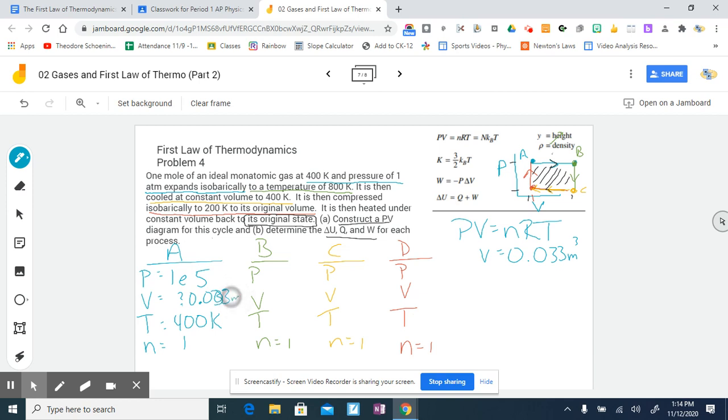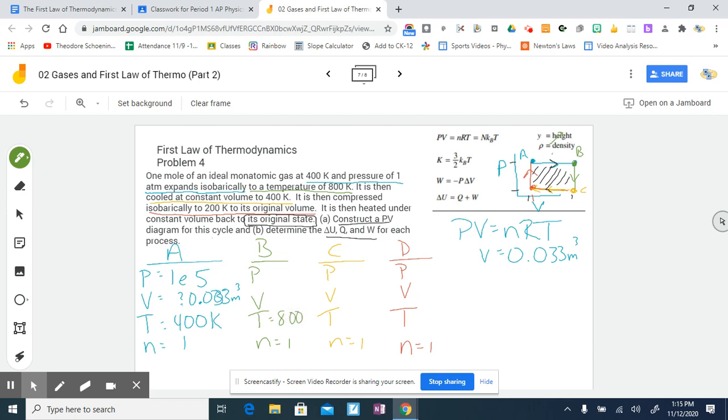I'm also going to avoid writing units from this point out just because I don't have a lot of room on the board here. All right, so now I know all my conditions about A. I'm ready to go on to B. So let's see, what do I know about B? Well, at B, it says it went to a temperature of 800 K. I see that in the problem.